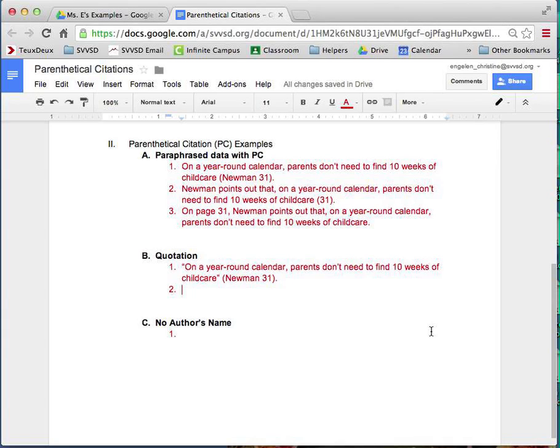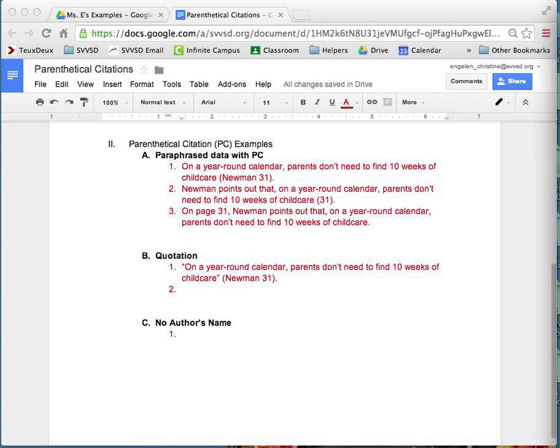And because his name and his page number are not written into the sentence, I have a parenthetical. But please notice how it's punctuated. Okay? I have closed the quotations after the last word of the quote. Then I've made a space. Then I've put the parenthetical citation. And then finally I've put the period.